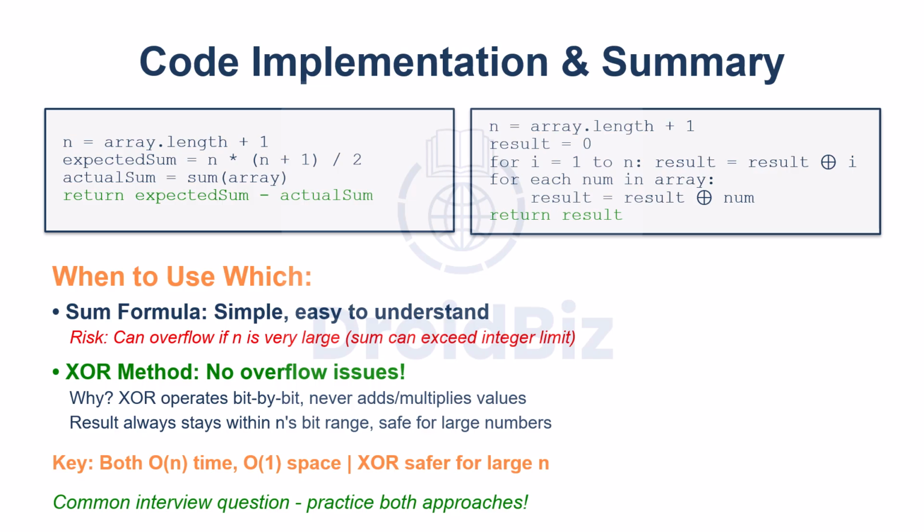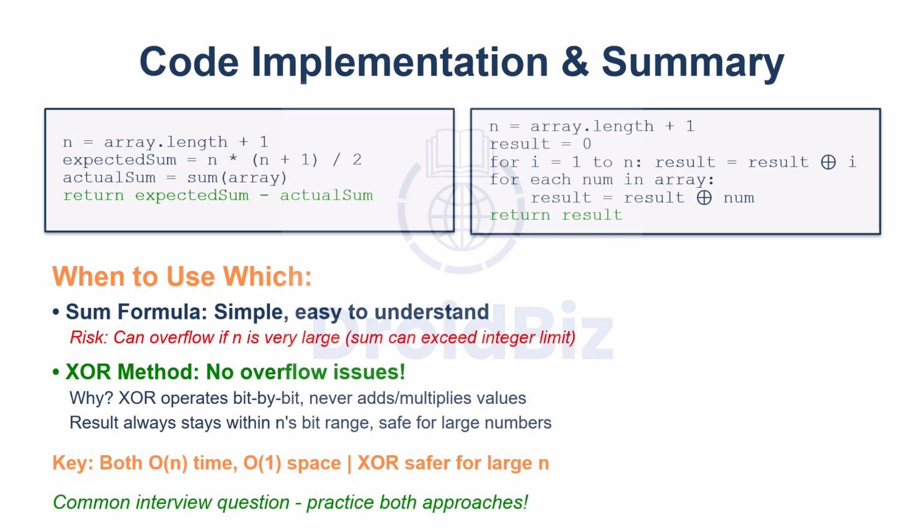On the right is the XOR method. Start with n equals array length plus 1. Initialize result to 0. Loop from 1 to n and XOR each number with result. Then loop through the array and XOR each element with result. Return the final result value in green, which is your missing number.